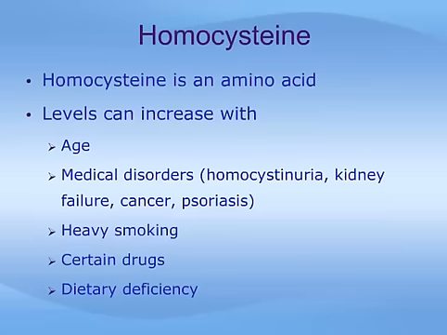Homocysteine is an amino acid, and high homocysteine levels have been shown to contribute to inflammation and the development of blood clots in the arteries, and are a strong predictor of poor outcomes in patients with coronary artery disease. Levels of blood homocysteine can increase with age, certain disorders such as homocystinuria, kidney failure, some cancers, and psoriasis, heavy smoking, the use of certain drugs, and dietary deficiencies.